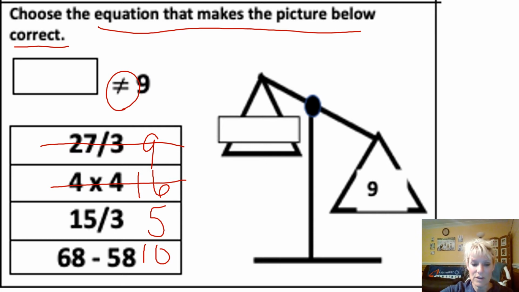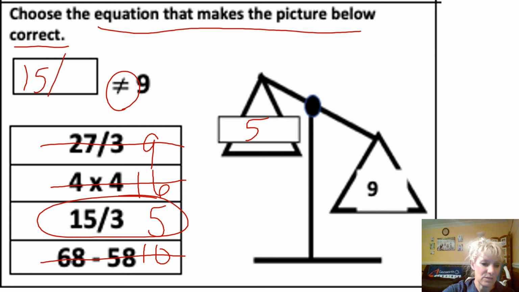All right, I see 5 and I see 10. 10 is greater than 9, so that would actually make my scale look different. But in order for my scale to look correct, I need the 5 to be at the top, which means that 15 divided by 3 does not equal 9, and it makes this picture true. It makes the 9 heavier and the 5 less.